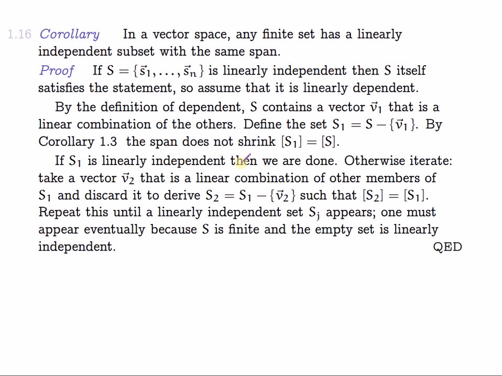If S1 is linearly independent, then we're done. Otherwise, we throw out another vector, and we can get an even smaller set. Each time we throw out a vector, we don't change the span. Eventually, we have to get to a linearly independent set. We can't throw out all the vectors because then that would reduce the span. So we just keep on throwing them out until we finally get to a linearly independent set. So again, from any finite set of vectors, you can always extract a linearly independent subset.